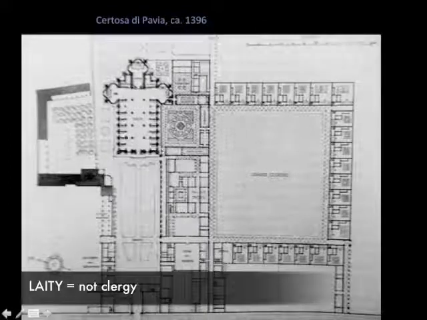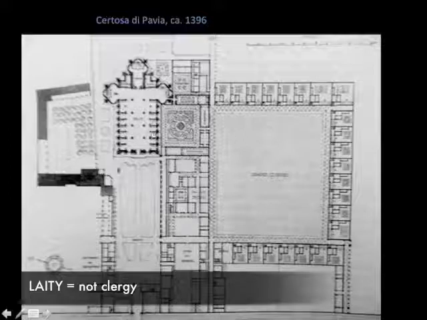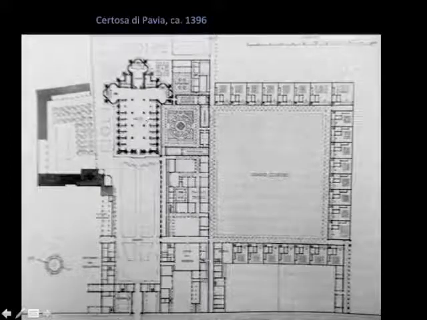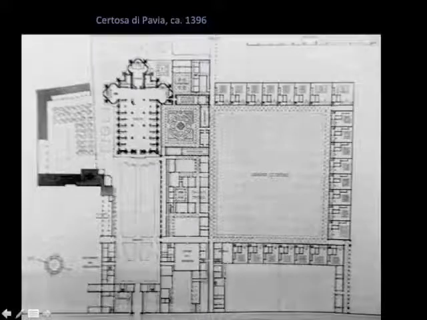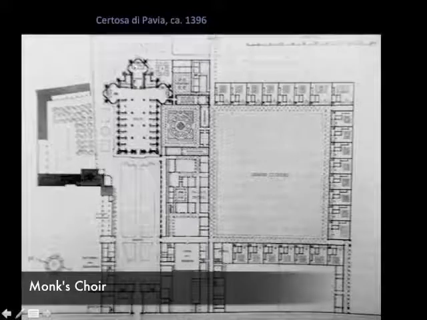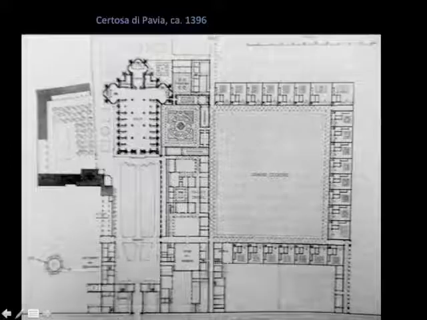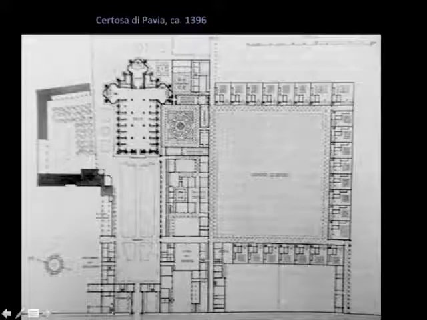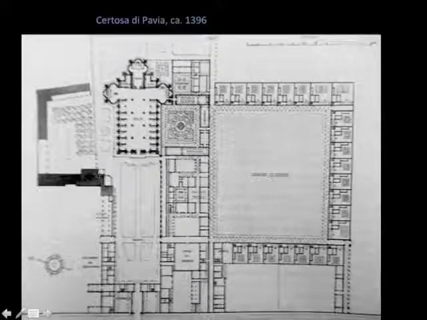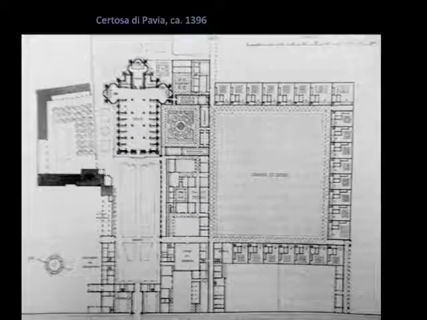So if there are people from the town of Pavia that want to worship at the service, they would come in here, and the monks who live in this community would go into the little baby church over here, the monks' choir, it would be called. Likewise, there are all of these different spaces. This is a kind of farmyard for all the agricultural crops being grown by the monks. And this is a forecourt.